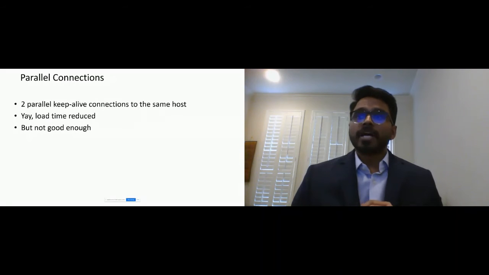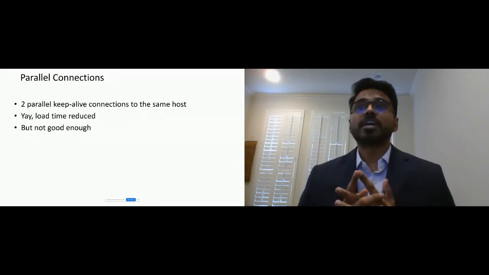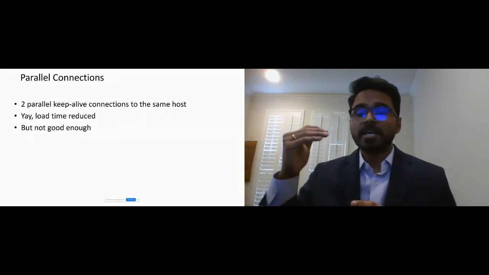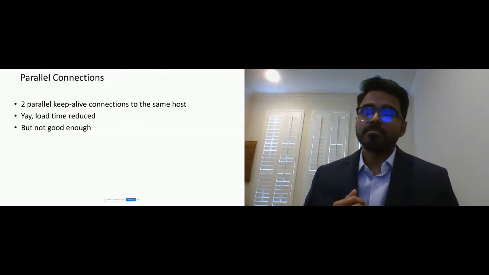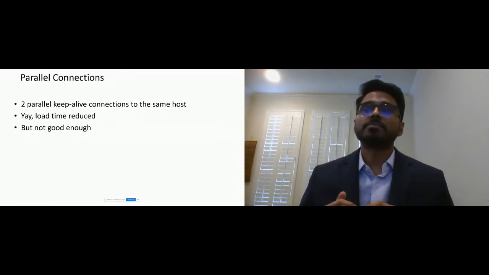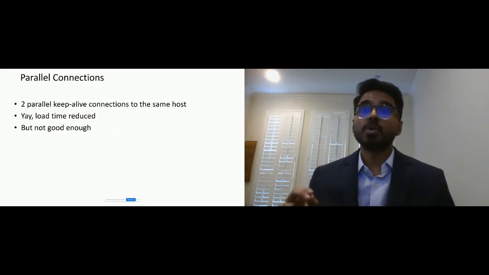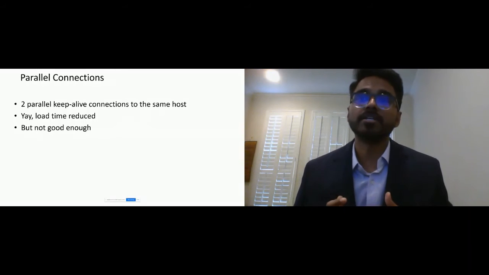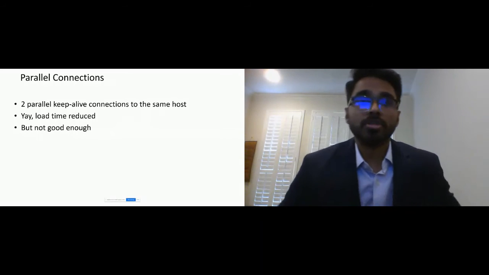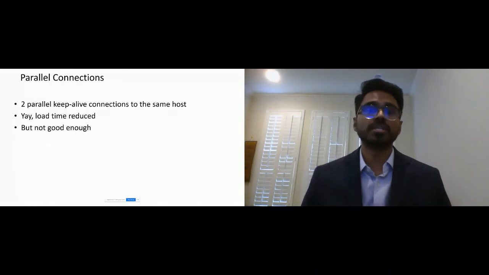But experts forethought that we will need more connections. One connection is not enough. What if there is a possibility of making parallel requests? So they basically added in the spec saying you can have a maximum of 2 parallel keep alive connections to the same host. So host here means like google.com or wehackutd.com. So this also reduced the load time even more because now you can request 2 resources at the same time.